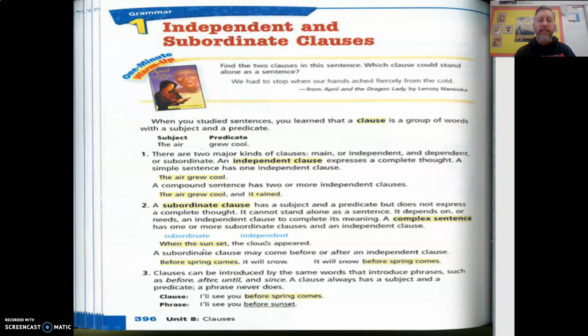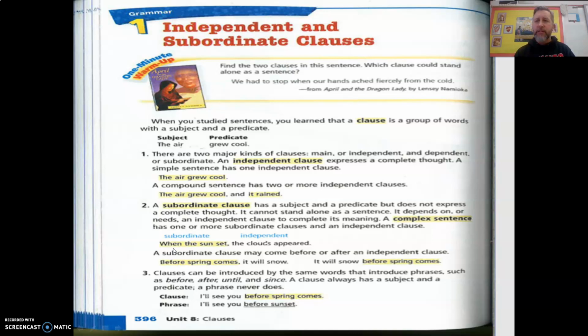All right, so "the sun set" would have been an independent clause, but look, we have the subordinate conjunction "when" in front of it. You'll also note that there's a comma after the subordinate clause. So when you have a complex sentence, remember again, a complex sentence is when you have a subordinate and an independent clause in the same sentence.